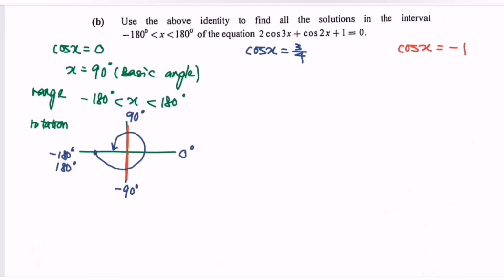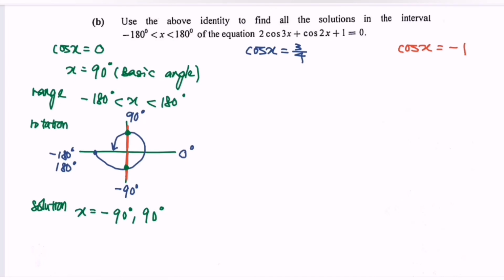So find the intersection point. So where is the intersection point? This is your situation. So finally, the solution, which is the number 5 solution, x is equal to negative 90 degrees, and we have the 90 degrees for the first part.